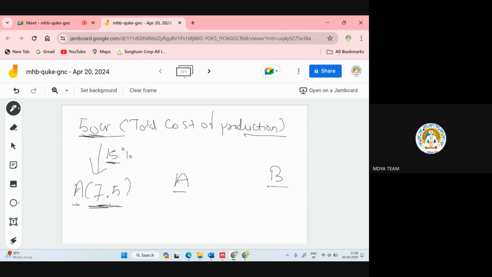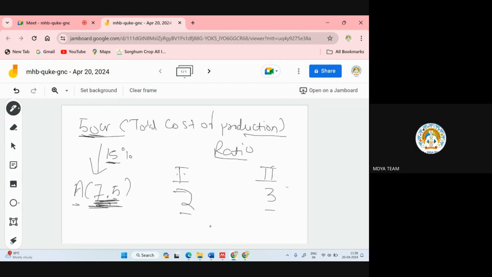But how much money is A using in production of item 1 and item 2? They have not written the exact value here. What they have written is a ratio. The ratio of 1 and 2 is written as 2:3. So the total value is 7.5 crore.